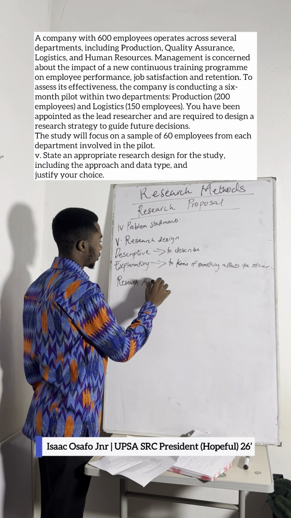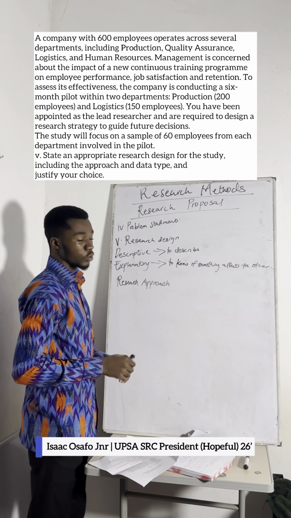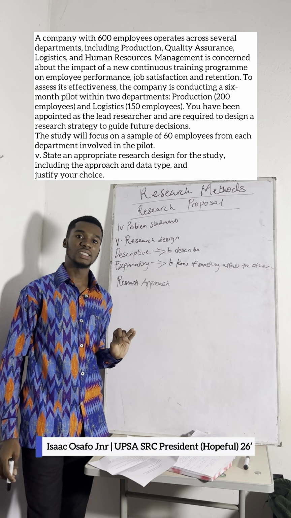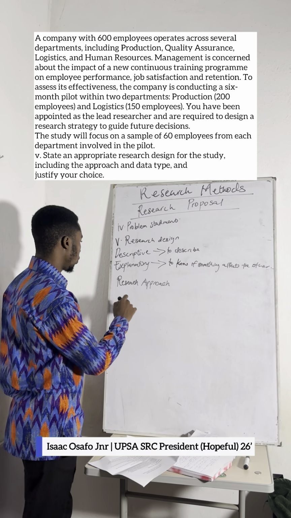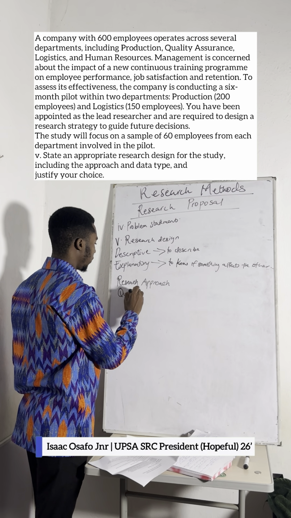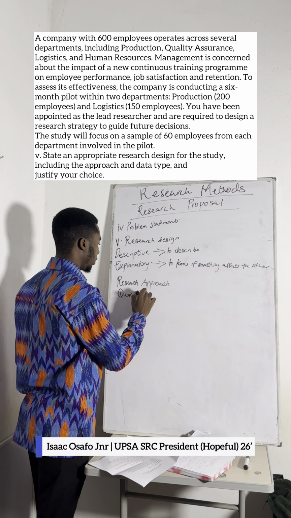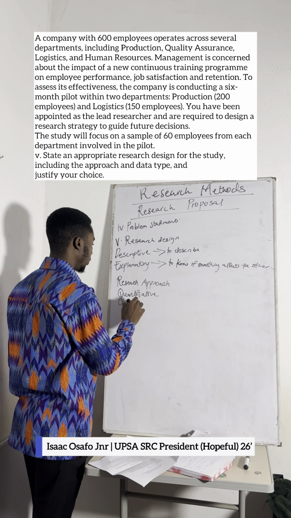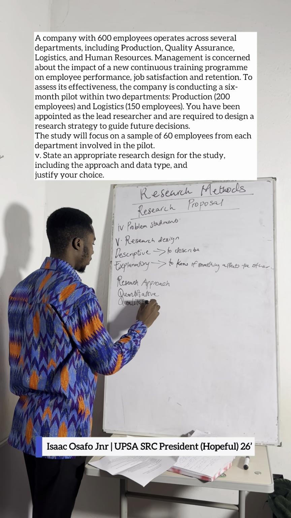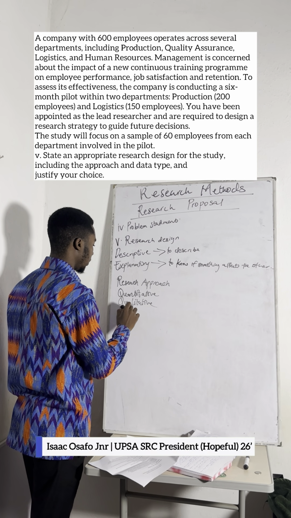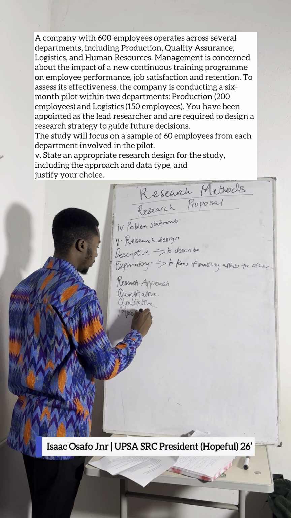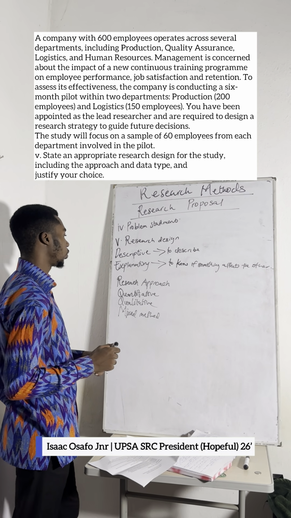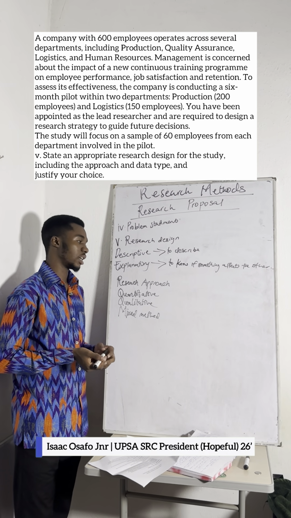Research approach. All right. So for the research approach, there are three types. We have the quantitative, qualitative, and mixed methods. Then finally, we have the mixed methods. So now for the research approach, it just shows you how you are going to conduct the research as well. Do you get it?